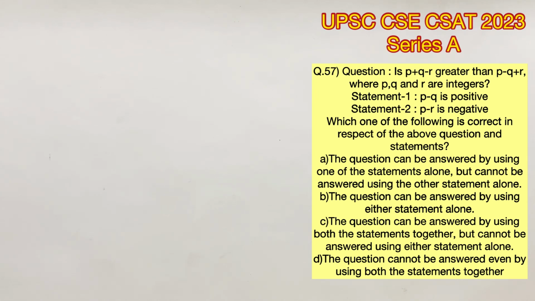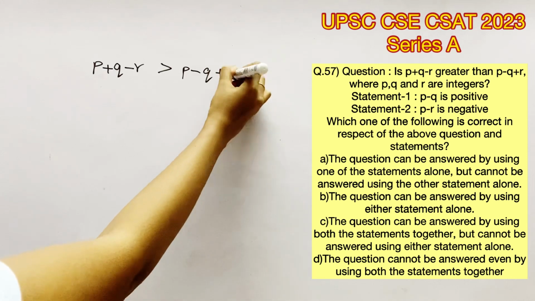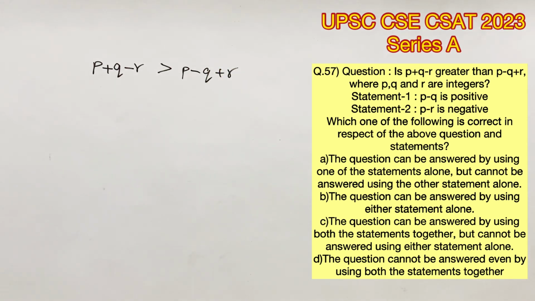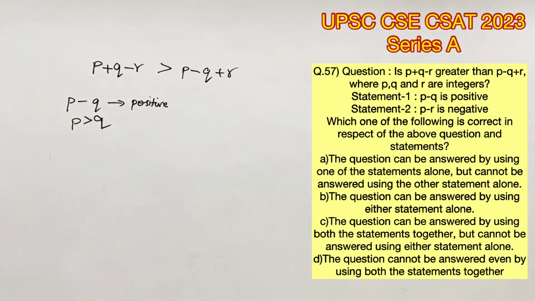This is a data sufficiency question. We are supposed to find if p plus q minus r is greater than p minus q plus r. The first statement says p minus q is positive, which means p is greater than q.